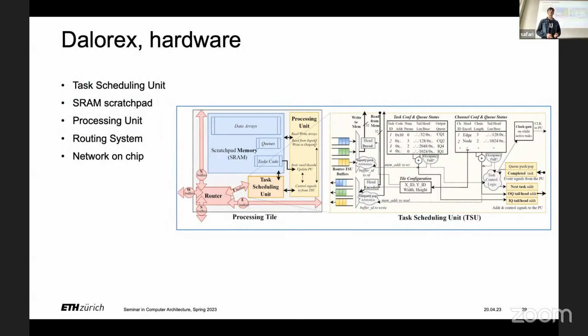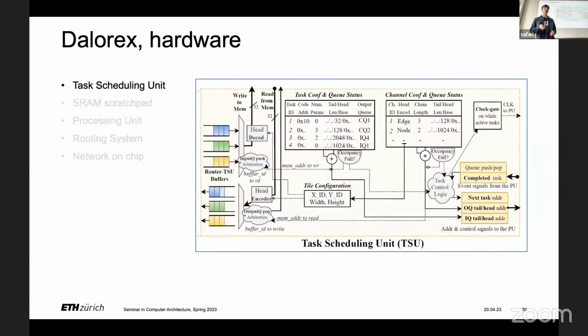So, presenting you the hardware. These are all the components of the hardware: a task scheduling unit, the memory that is based on an SRAM scratchpad, the processing unit, and the routing system together with the network on chip.